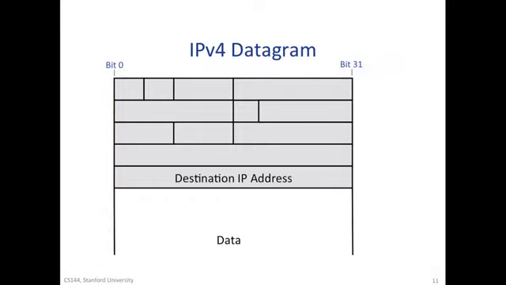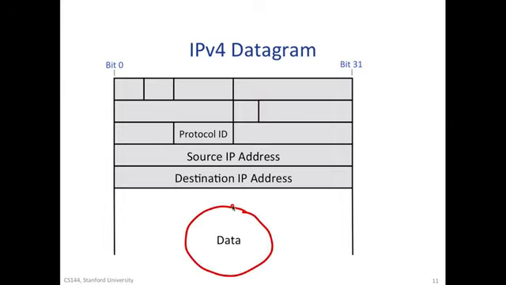The first field, the most important field, is the destination IP address. This is the 32-bit address that's going to tell us where the packet goes. Also, the source address is going to tell us where the packet came from. And the protocol ID is going to tell us how we should interpret the data. So it's essentially telling us what is the data inside. The most common one is that the protocol ID equals TCP, which tells us that the data inside is a TCP segment.